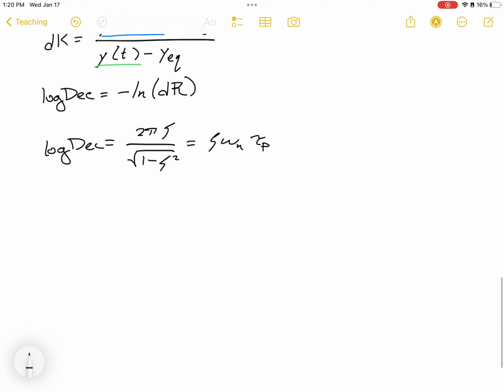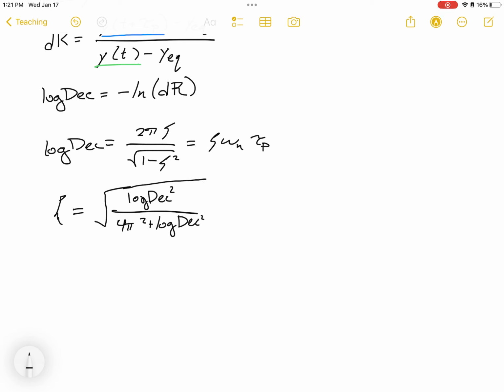Particularly, if we want to know zeta, we can get it directly from the log decrement with this equation here. So it's the square root of log dec squared all over 4 pi squared plus log dec squared, and this whole quantity is under the square root. So there's a direct relationship between zeta and the logarithmic decrement.